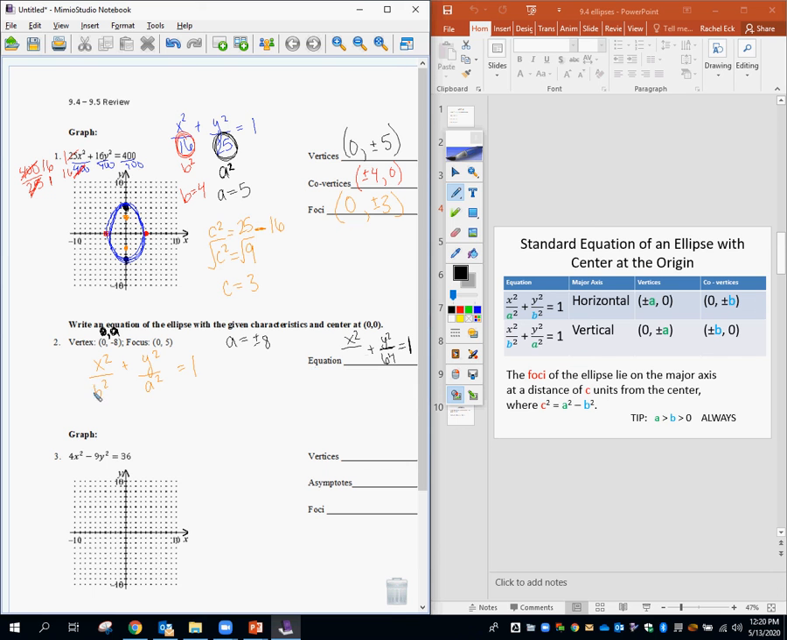Now we just need our b. Our focus kind of helps us with our b, but it's not 5. Our focus isn't represented by b. That would be our co-vertex. So we need to do a little bit of work here, using our equation for foci, c squared equals a squared minus b squared.